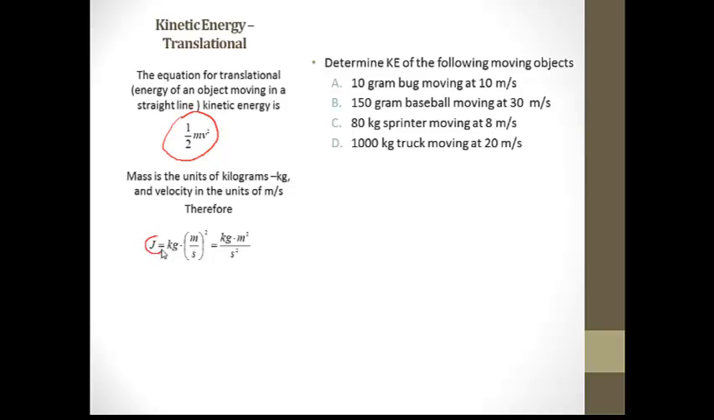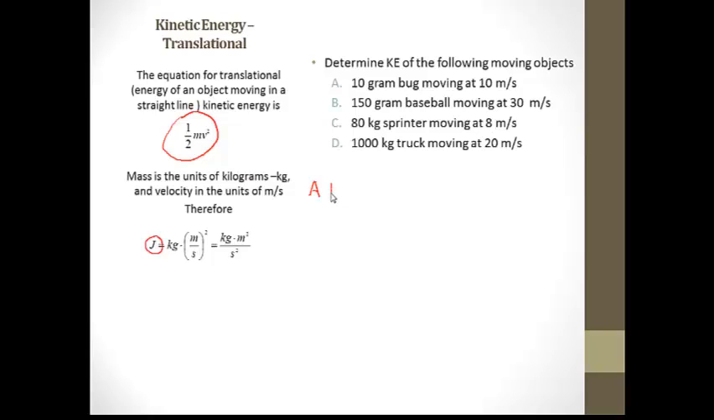Up here on the right side, we're going to determine the kinetic energy of the following moving objects. A small bug moving at 10 meters per second, a baseball, a sprinter, and a truck. As you can see in the formula, the velocity plays a bigger part than the mass, but mass is part of the equation too. So I'll do one with the calculation completely shown, and I'll just show you the numbers for the others.